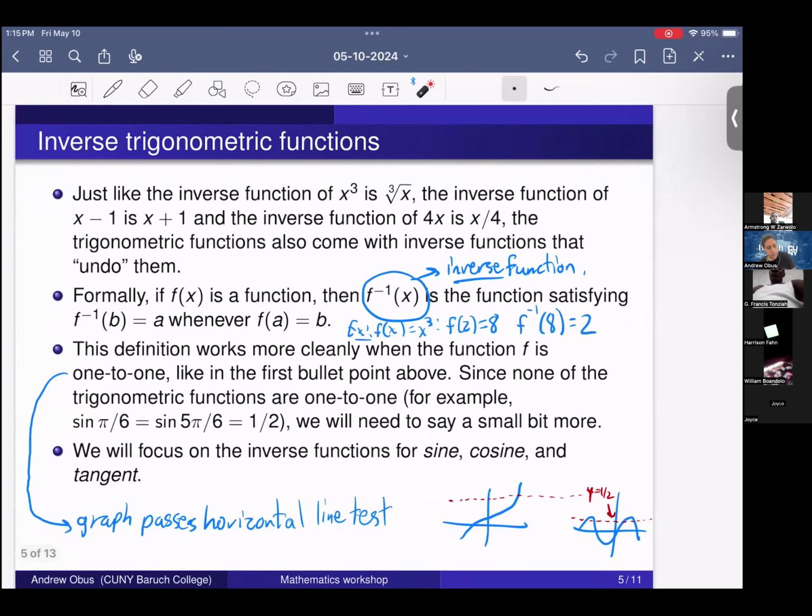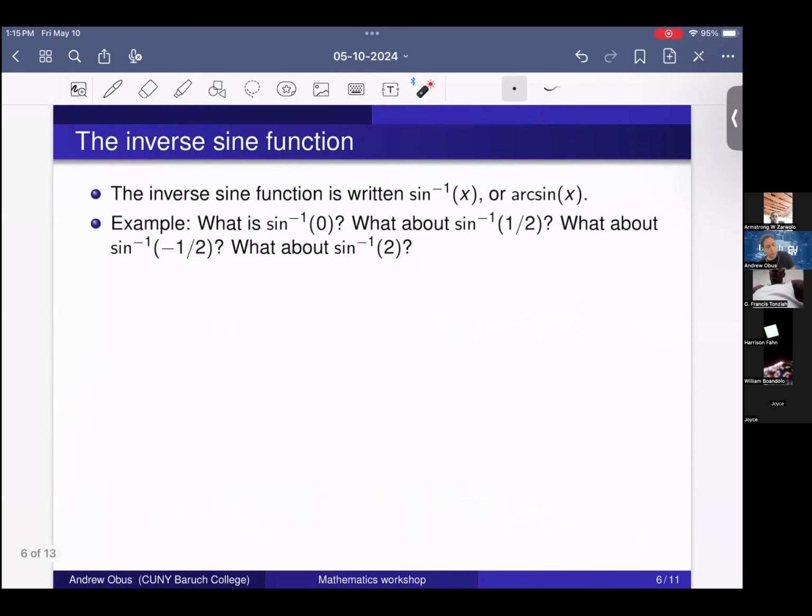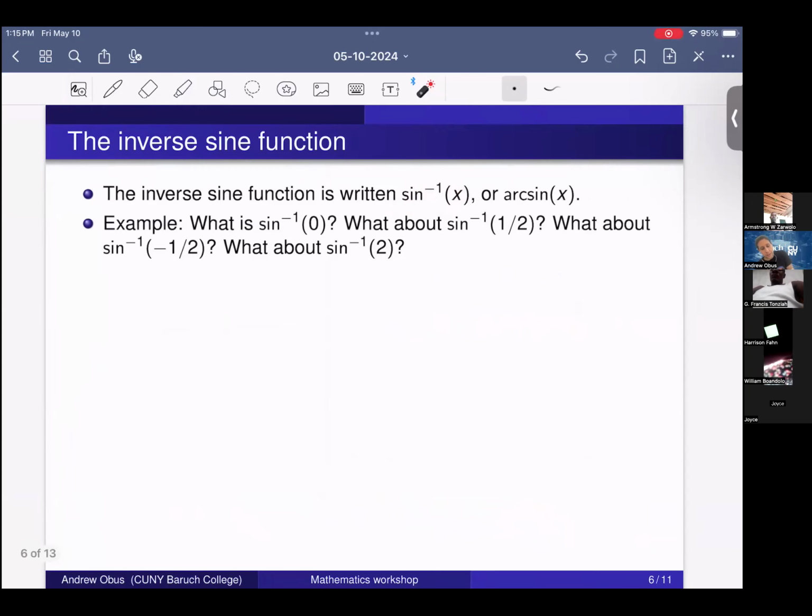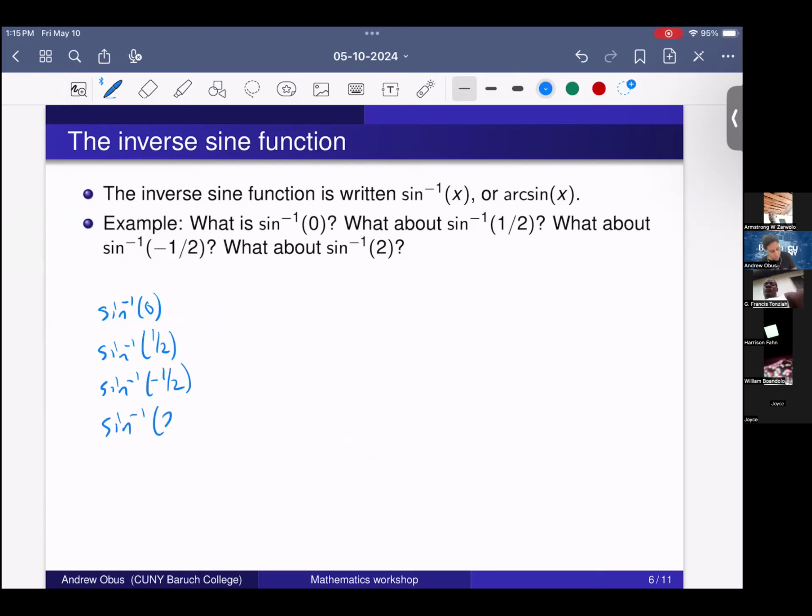Okay. All right, so how do we write it? The inverse sine function, we call it sine inverse of x. Sometimes it's written arc sine of x. Okay, so let's just try to evaluate some values of this. So sine inverse of 0, sine inverse of 1/2, sine inverse of minus 1/2, and sine inverse of 2.